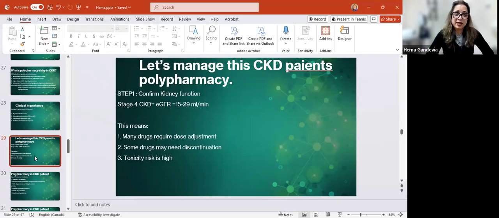I don't even know. Okay, so step one, let's try to confirm kidney function of this gentleman. I've come up with this number saying that he's got stage 4 CKD, he's got an eGFR anywhere between 15 to 29 ml per minute. So this automatically tells you that all his drugs have to be renally dosed, and some drugs potentially discontinued, so that there is no accumulation of toxicities, as the risk is very high in this patient.